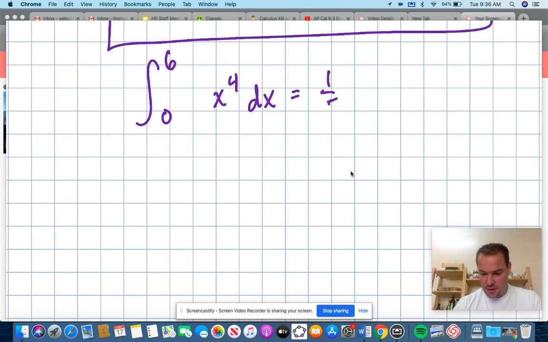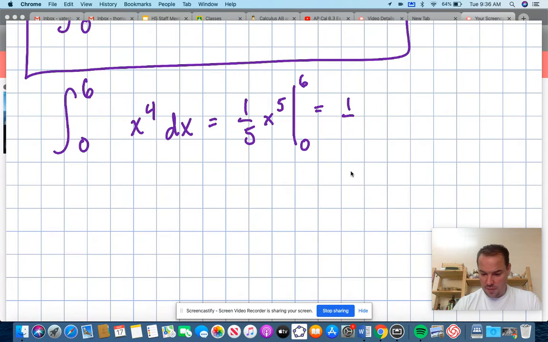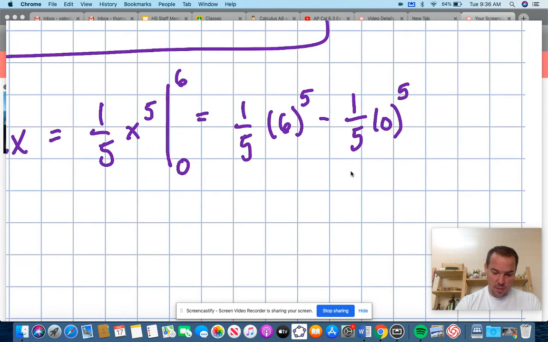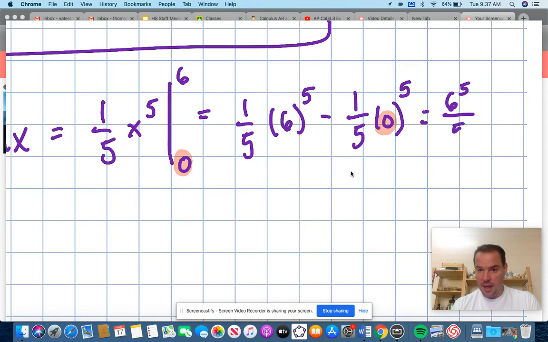Here we go. 1/5 x to the fifth evaluated at 0 and 6 equals basically 1/5, and I got 6 to the fifth power minus 1/5, 0 to the fifth power. Don't forget to always show the 0. I know a lot of times it does cancel out. There are definitely functions where that won't cancel out, so just keep that in mind, everybody. All right, just clean it up. So what do I have? I basically have 6 to the fifth over 5, right? And I would let any calculator in the world now handle that.